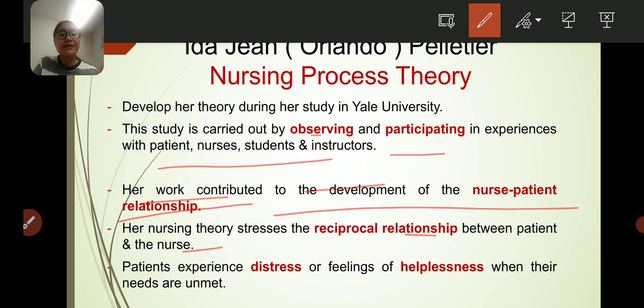Her nursing theory stressed the reciprocal relationship. Okay, this is the term here. Reciprocal. We say reciprocal relationship. It's like a give and take relationship. Okay, you are not just a nurse to the patient, but you also need to listen to your patient sa mga kaligot-gut sa imong patient, because you are having a reciprocal relationship. You cannot achieve your goal if you alone are the one who performs everything. That's why you need the patient's idea. You need to collaborate with your patient. You need to collaborate with the loved ones of your patient.